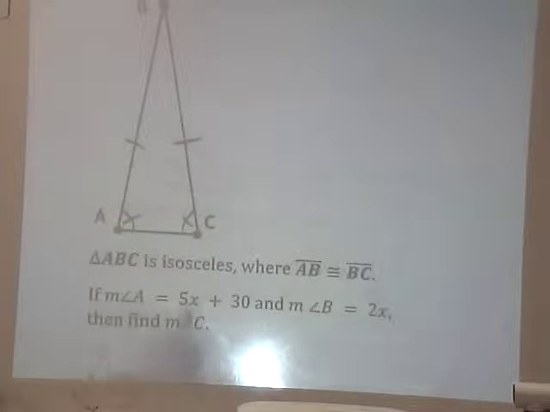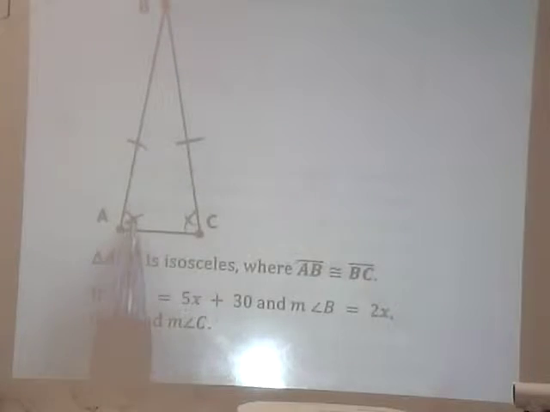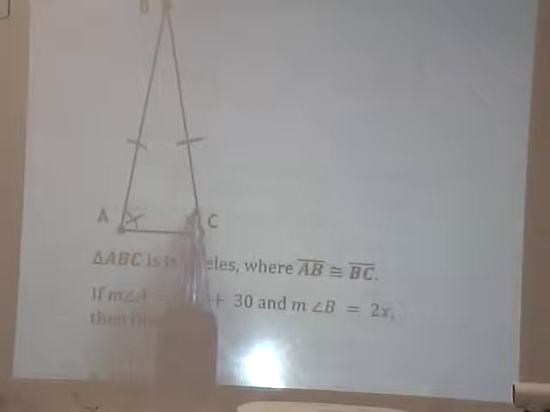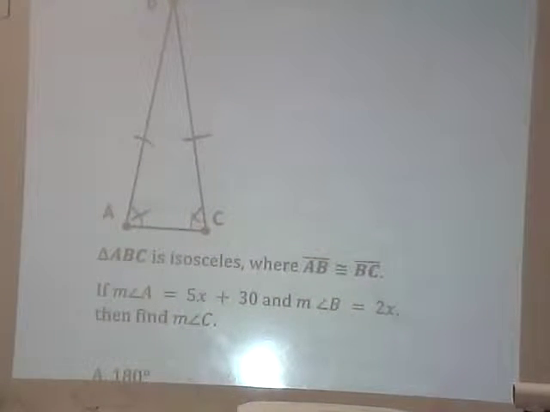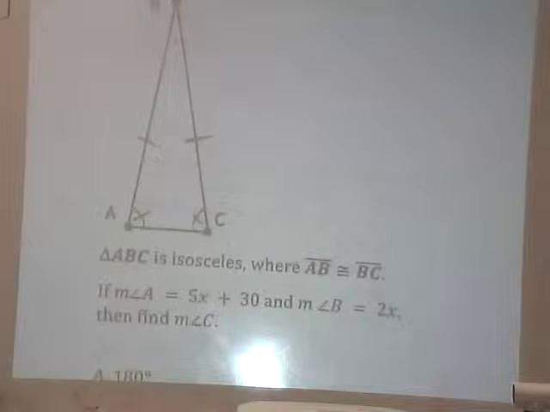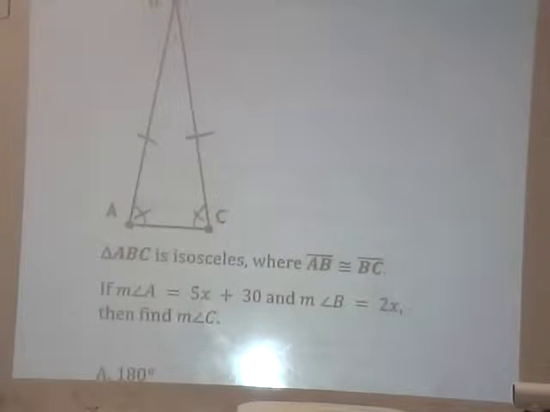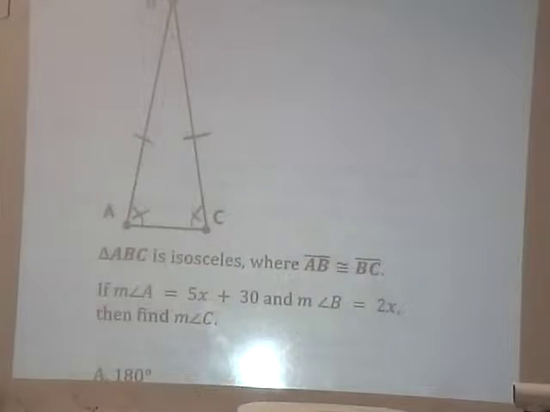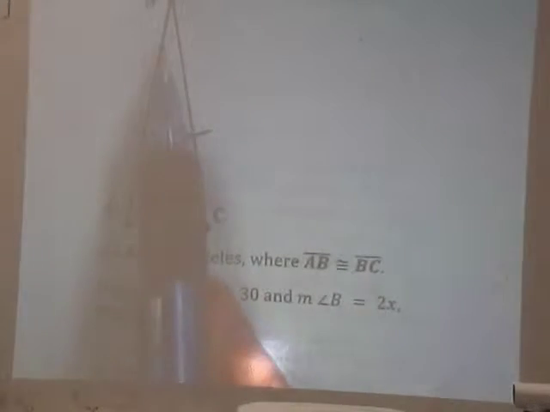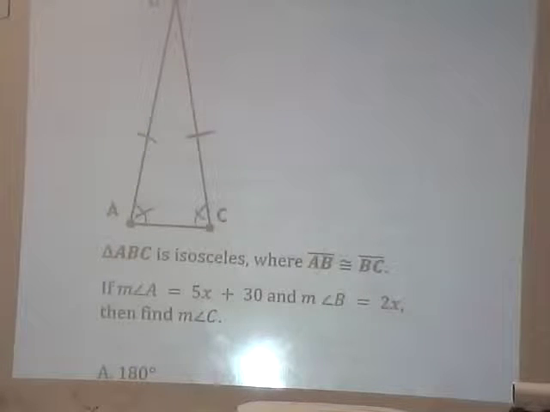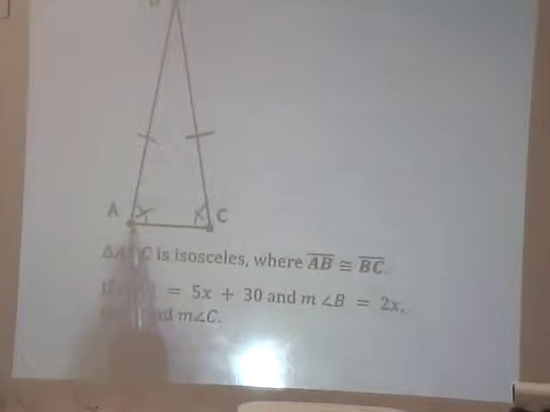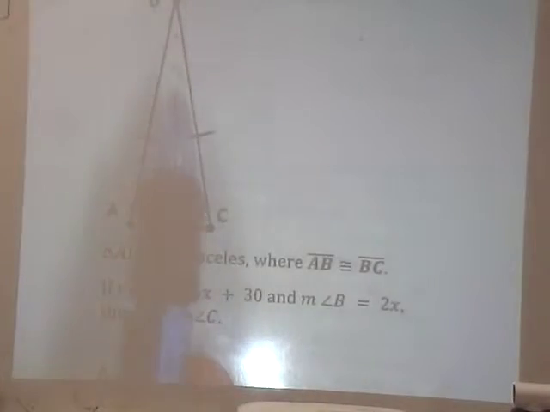So it says the measure of angle A is 5x plus 30. We'll also know that the measure of angle C is 5x plus 30, right? And it says the measure of angle B is 2x. So what can I do? 5x plus 30 equals 2x? Does angle A equal angle B? Don't we know all three angles have to equal what? 180. So that's 5x plus 30, 5x plus 30, and 2x, and that has to equal 180, right? So let's work that out.